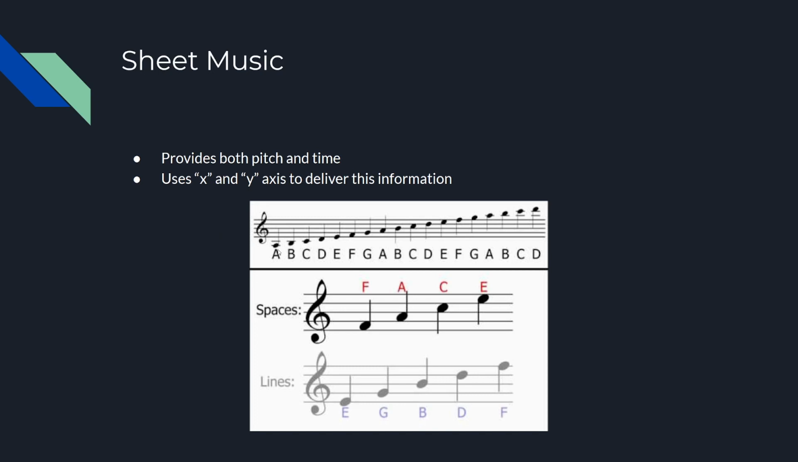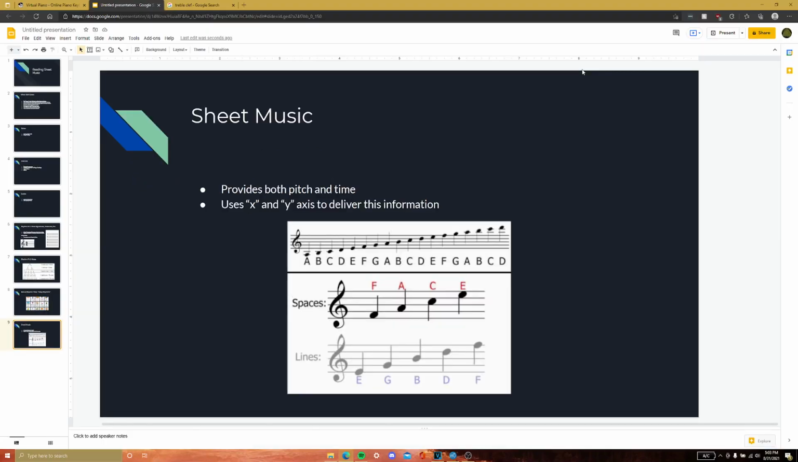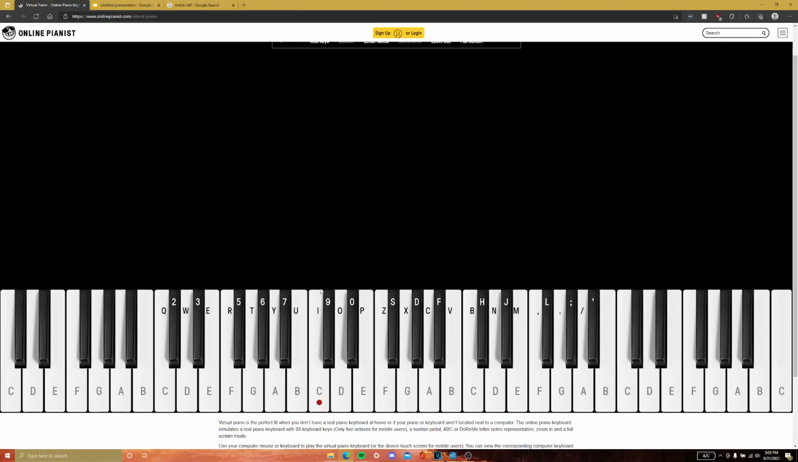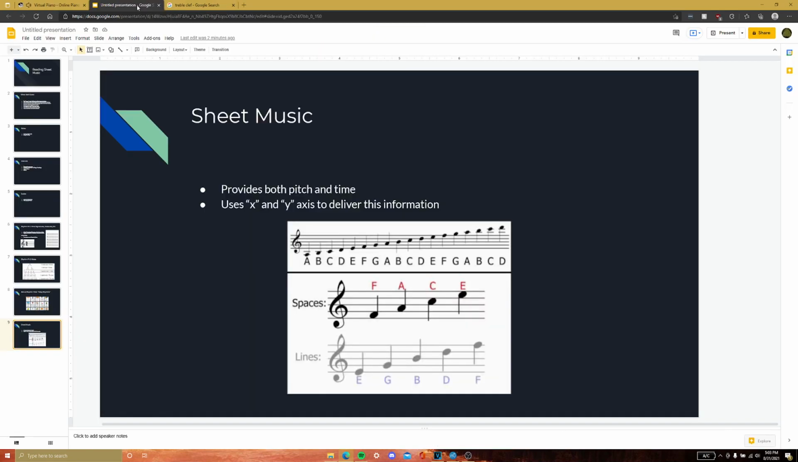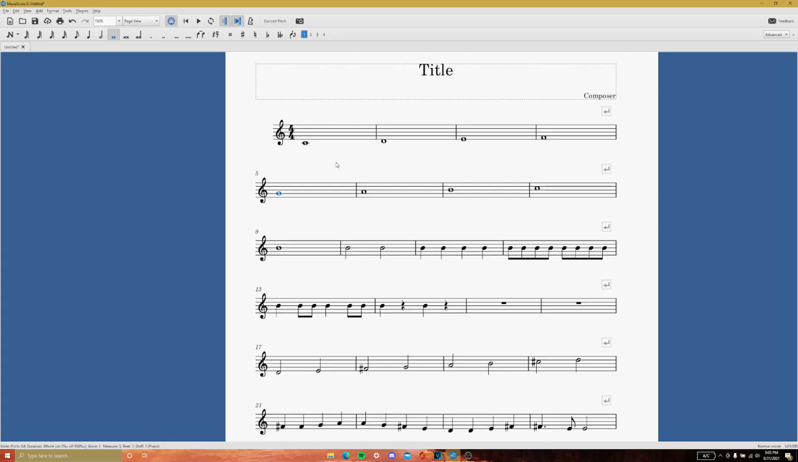So, as an example, a low note on the piano, such as G, will be physically lower on the sheet music than a higher note, such as this C. If we move over to this program called MuseScore, we can hear these notes go up.